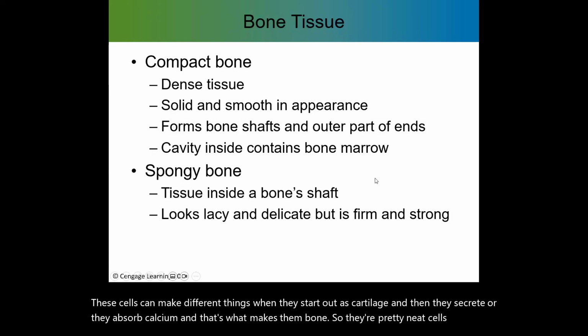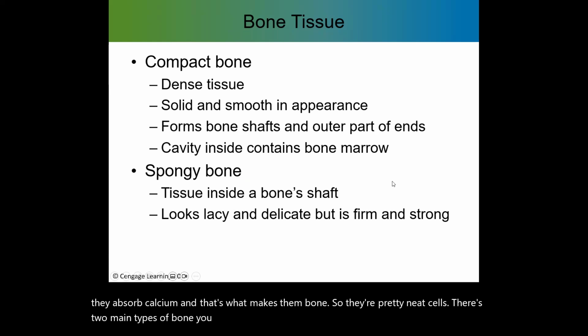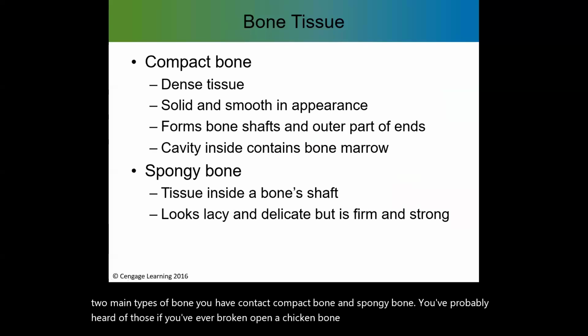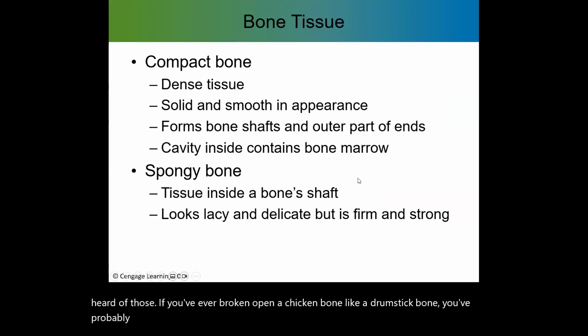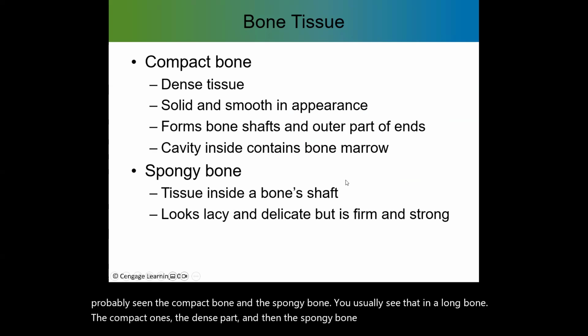There's two main types of bone. You have compact bone and spongy bone. You've probably heard of those. If you've ever broken open a chicken bone, like a drumstick bone, you've probably seen the compact bone and the spongy bone. You usually see that in a long bone. The compact bone's the dense part, and the spongy bone tends to have bone marrow inside.